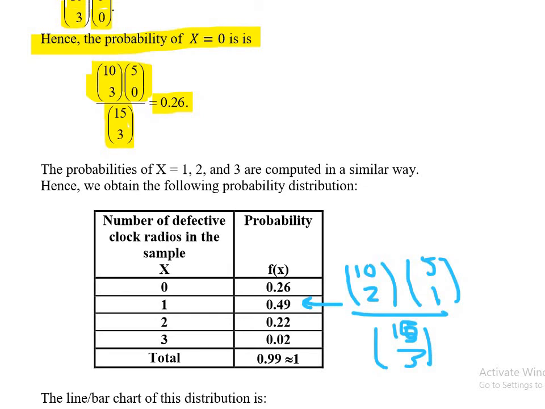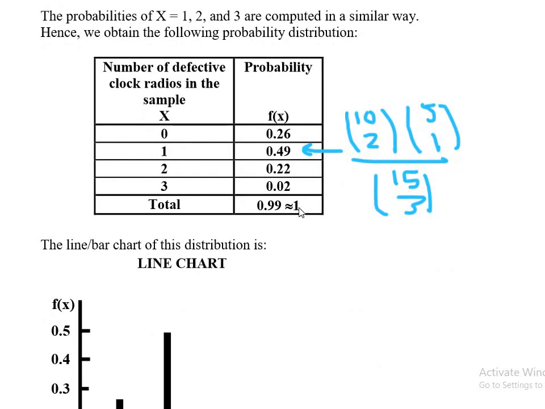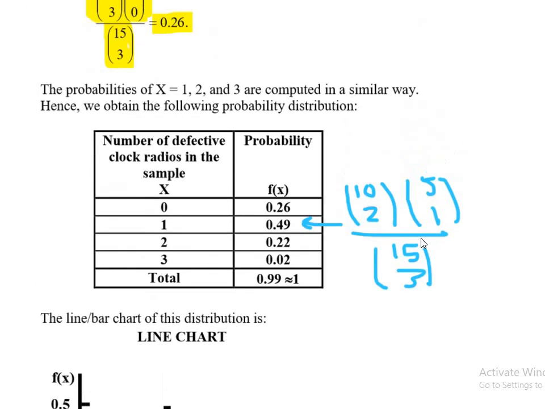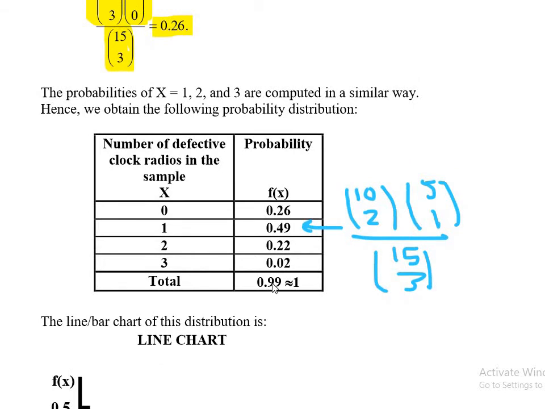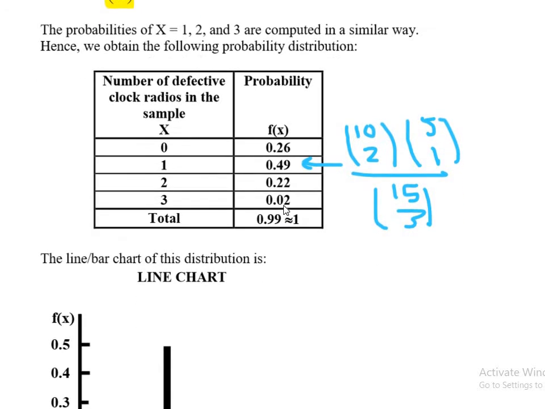Alright, so let me erase this. So this is 15C3, right? That's how we find the probabilities. All of them are given like this. You see here, of course, we are rounding these numbers. That's why this is 0.99. 0.99 is also equal to 1. So this is the probability distribution.